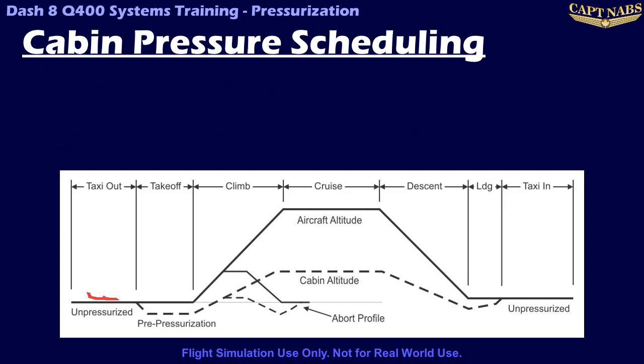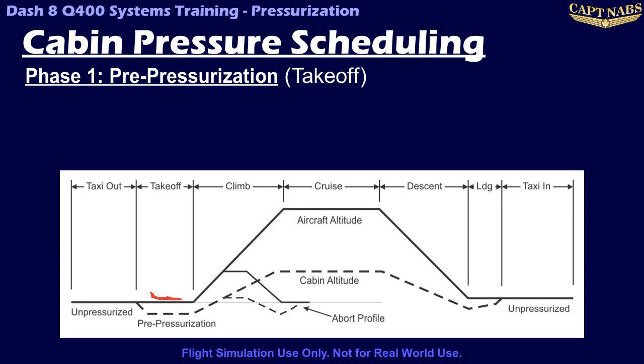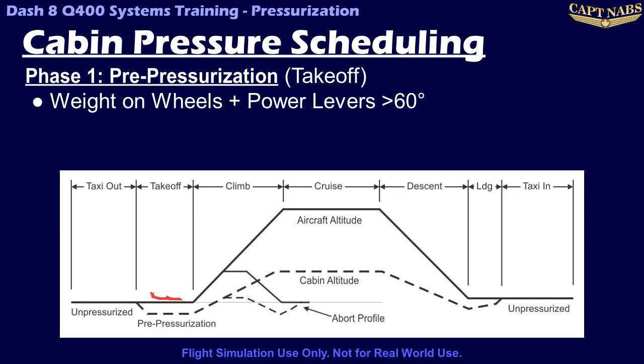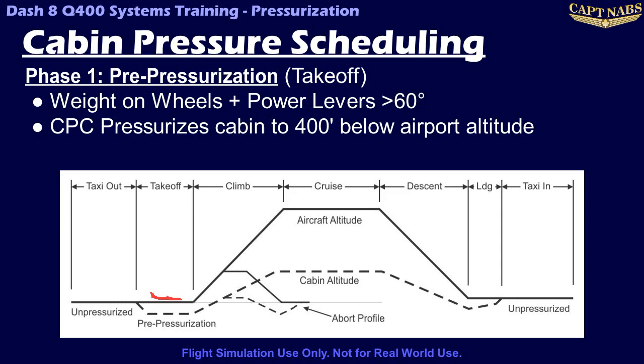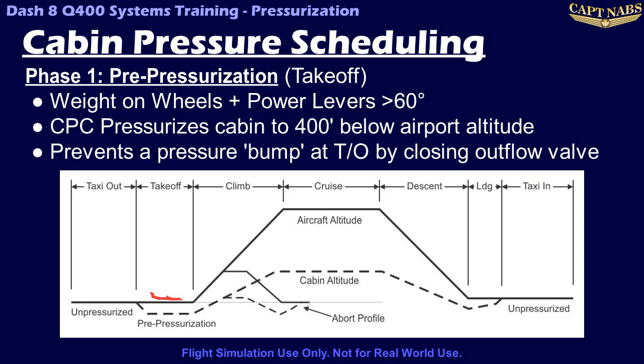The first flight phase is pre-pressurization. Pre-pressurization occurs when the power levers are moved above 60 degrees, so basically when takeoff power is set. In pre-pressurization, the aircraft is pressurized to an altitude approximately 400 feet below the takeoff altitude, which the CPC records as the current altitude of the aircraft. By closing the outflow valve before liftoff to pressurize the cabin, this prevents the normal pressurization bump that occurs when an airplane lifts off and the outflow valve then closes.